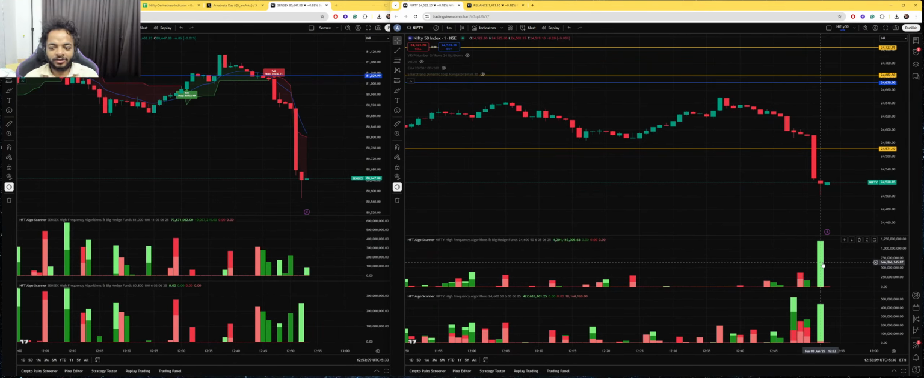Now here, as you saw, it has printed that put writing has happened. What is the amount of put writing? It's 120 CR of put writing. It's a good amount. And with respect to the high frequency, it's 42.7, which is a good amount. And you see the market is pumping up.